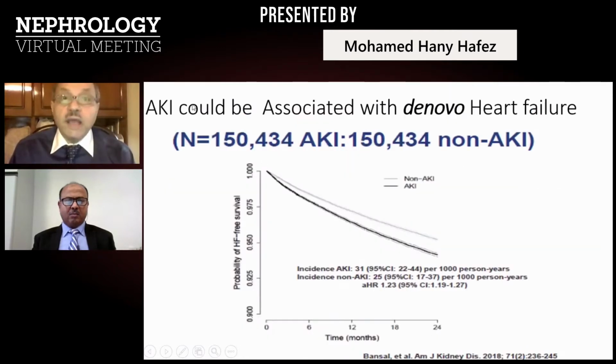And AKI itself could be associated with de novo heart failure, as you see in this study in 2018 in the American Journal of Kidney Disease. This could happen in the absence of previous heart failure whenever you have acute kidney injury.